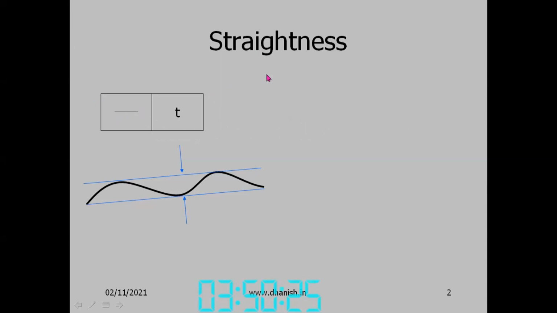So the symbol is a straight line. Straightness is represented by a straight line. T is the tolerance. So what is the meaning of this? That means the actual surface should lie between two straight lines separated by a maximum distance of T.